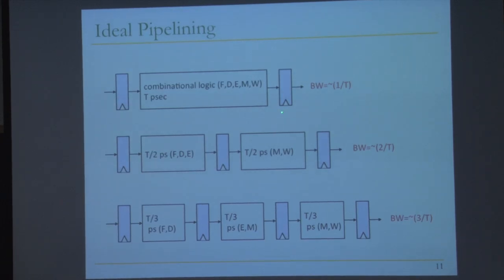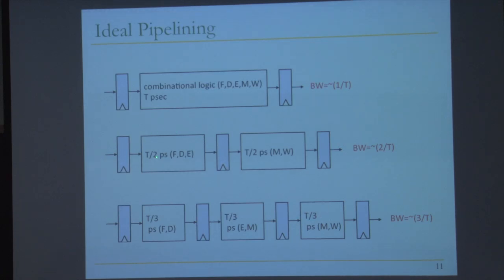And after that, you latch the result, and you go on to the next instruction. The throughput, or bandwidth, of this is proportional to 1 over t, where t is in picoseconds. You're completing one instruction every t picoseconds. Let's assume that we want to pipeline this with 2 stages and improve throughput by twice. If you would like to do that, this is what we can try to do.